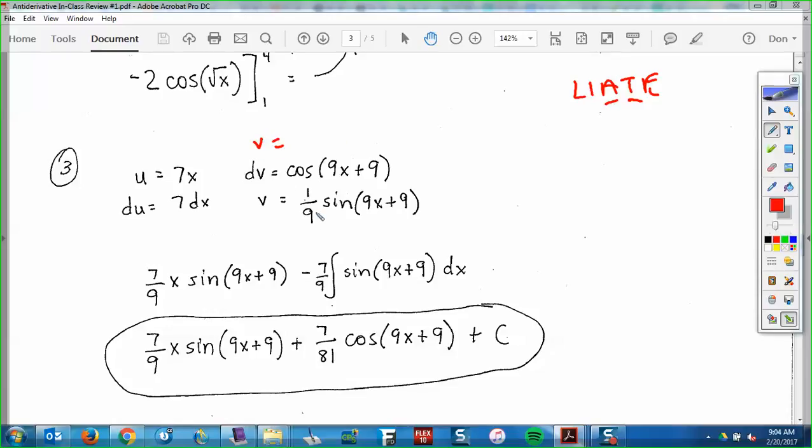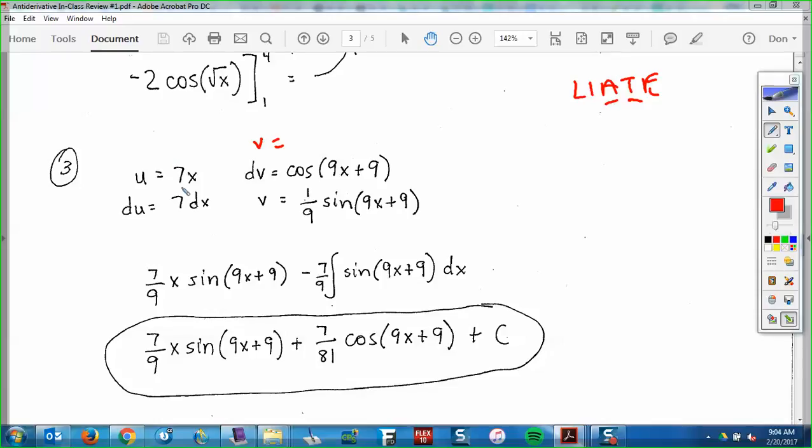Doesn't matter. I had everything the same, but I didn't have 7 over 81. Well, because you have to kick out a 9 here again. Yeah, I got 1 over 81. Well, I didn't have the 7. Okay, the 7 on the top. Yeah, I had 1 over 81.